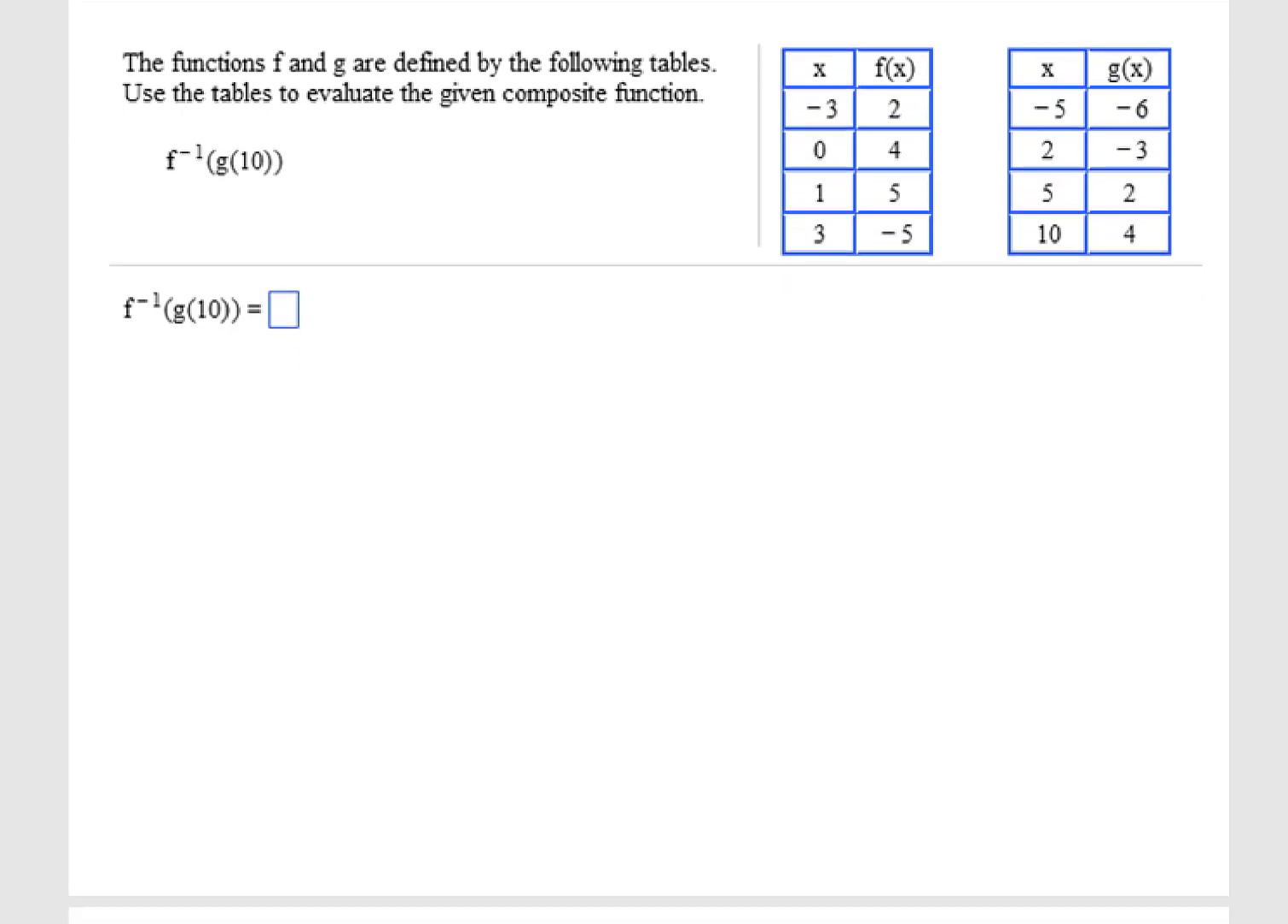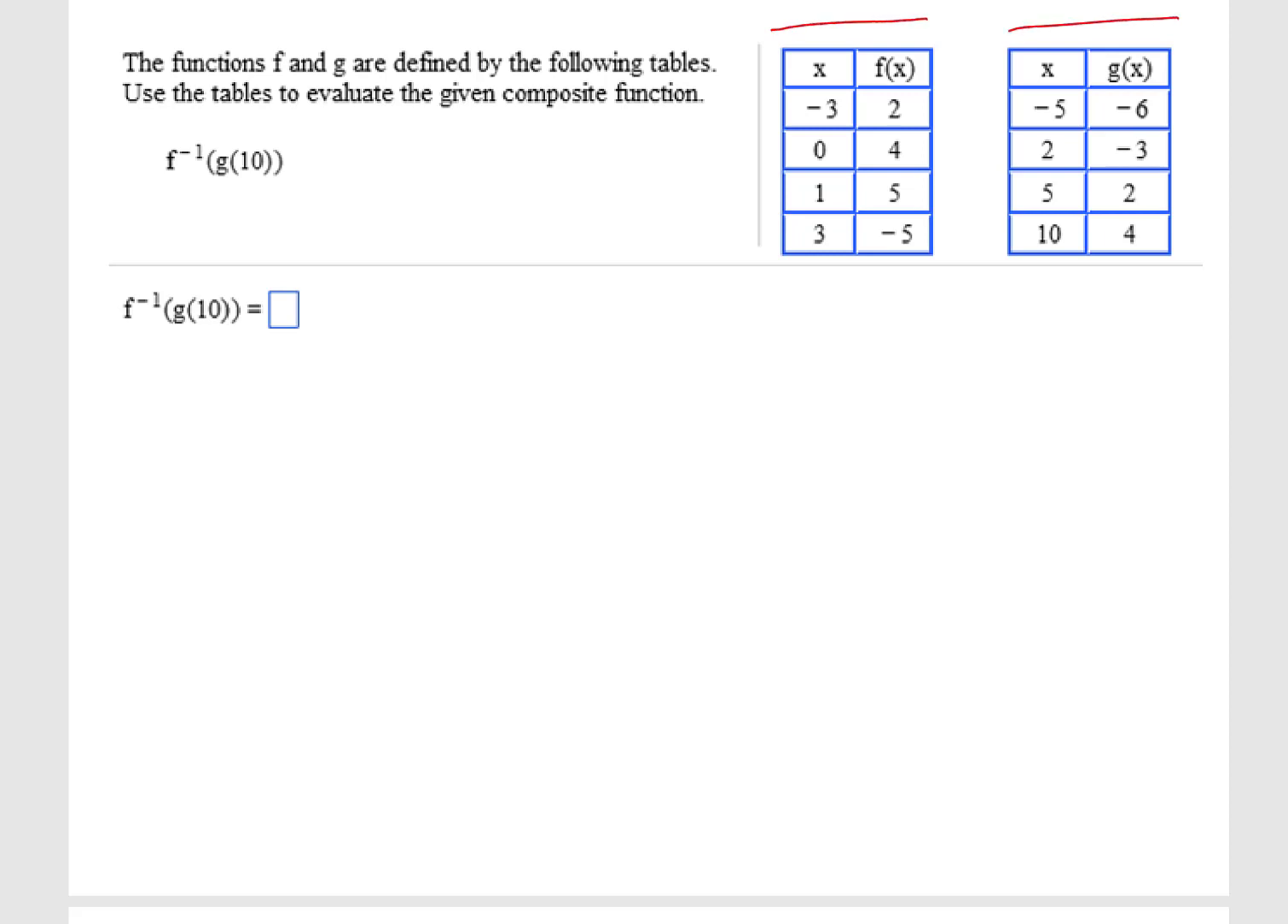Okay, so these are a little bit different. Instead of giving you a function, they give you a table of values, right? So x, basically the inputs and the outputs. And they want us to find the inverse of f of g of 10. I left the f out. So look at it though. They don't give me a table of values that has the inverse of f, right? They just give me a table of values for just the function of f and the function of g, okay?